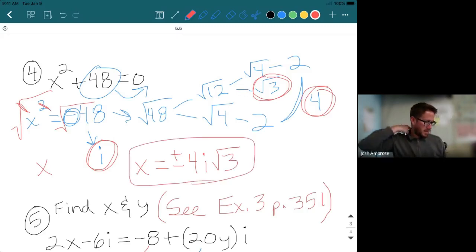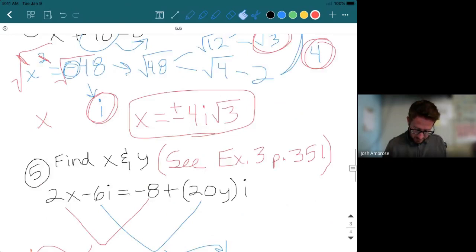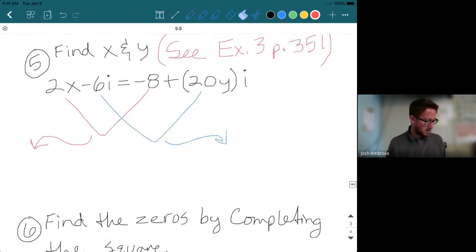All right, that's the final answer there for example 4. All right, let's move into a new concept here. Example 5, we have to find the values of x and y. You want to see one of these problems already worked out? Go ahead and see example 3, page 351. They already work it out for you.